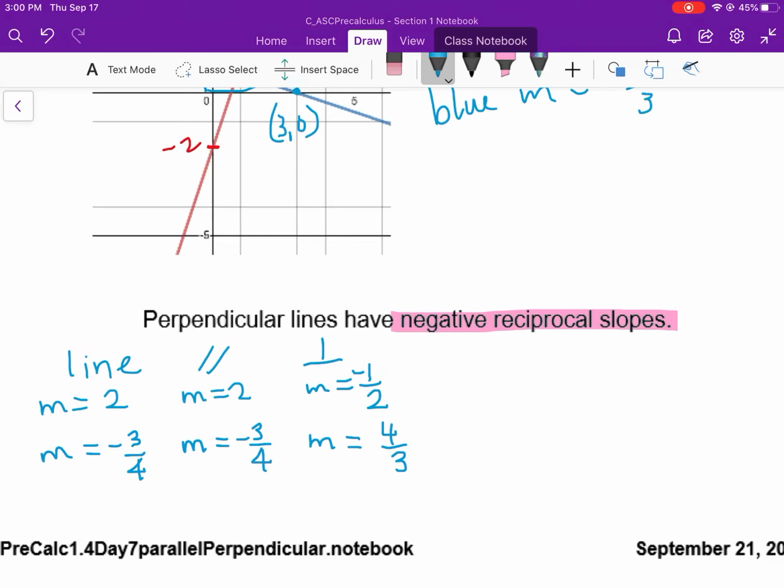And then, if the slope is 1/4, the parallel slope is the same, because parallel slopes are the same. And the perpendicular slope, flip it, so it's 4/1, and make it negative. So -4/1, or just -4. All right, so then a game I like to play is parallel, perpendicular, or neither.